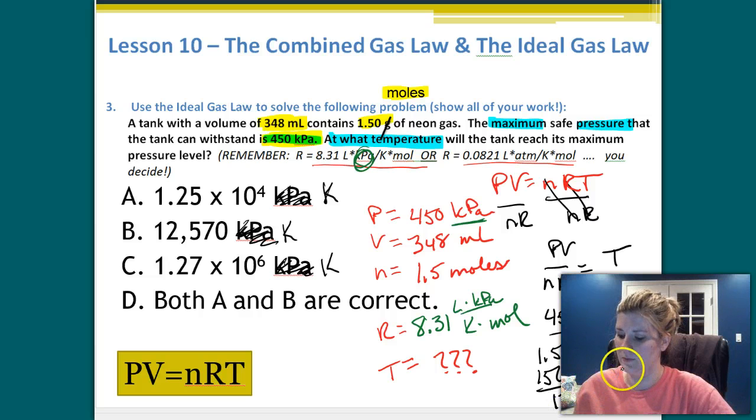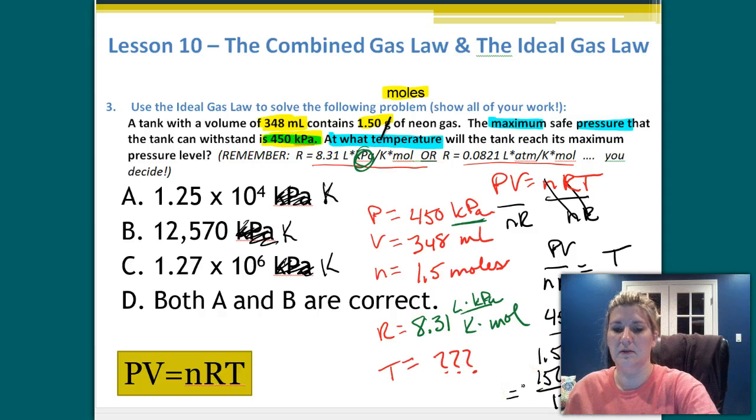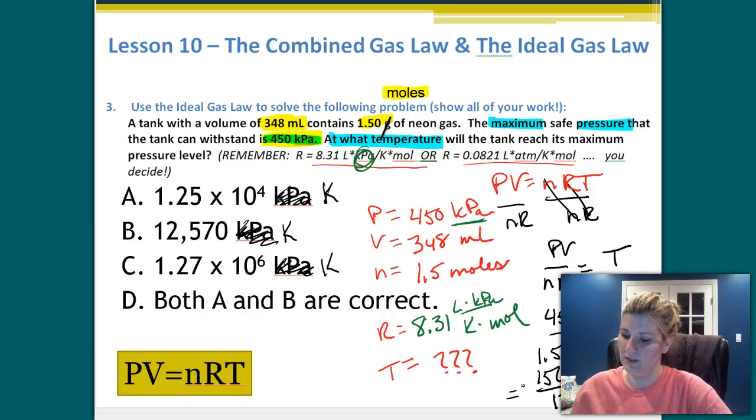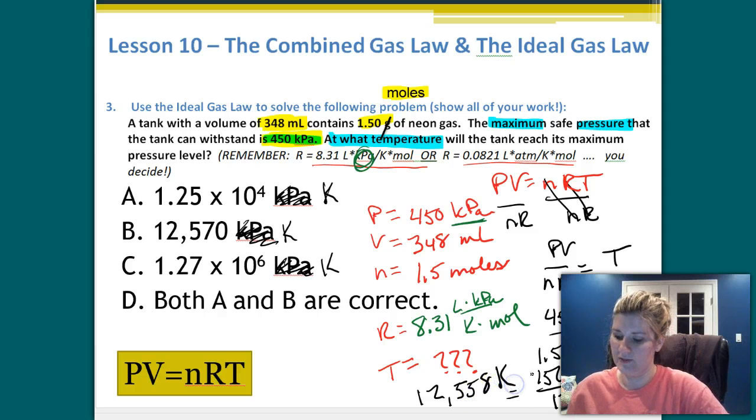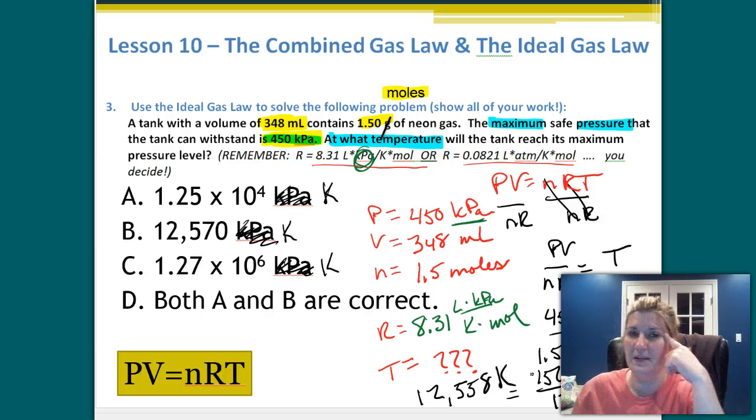12.47 equals t. So much number crunching. I get a really large number, and I get 12,558 Kelvin. Oh, I know why. Can you find it? I'll give you a second to look. You go, something is wrong here.